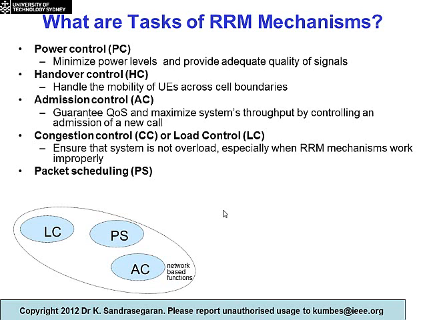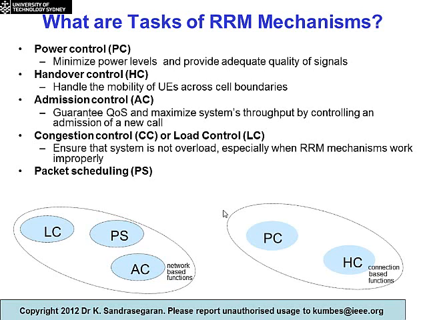So if you look at these 5 different RRM techniques, you can classify them into 2 groups. One set, such as power control, could be classified as connection-based functions. You have to perform these on a connection by connection basis, and each connection can be treated a little bit independently. But the other functions are network-based functions. That means you've got to take all the other users into account as well.